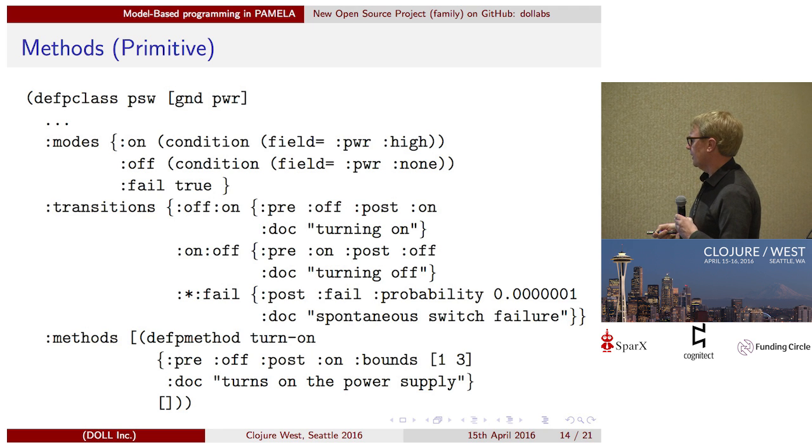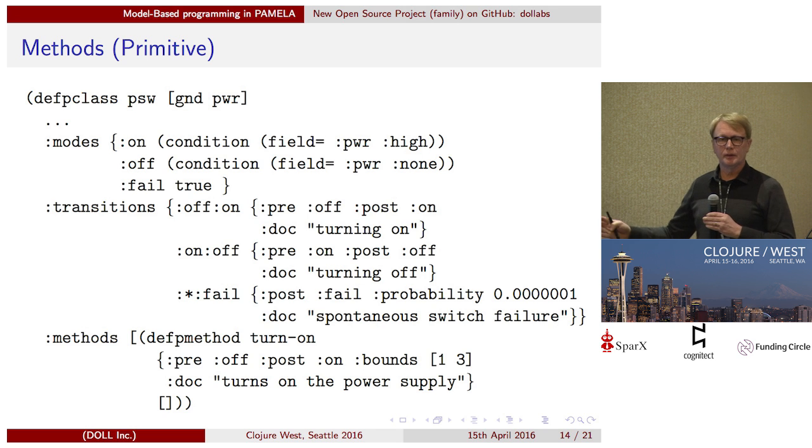so we can have a method. This turn-on method doesn't have a body. It's a primitive method. It's one of the ones that you can push down. And this says that if we are in the off mode to begin with, we will end up in the on mode, and it will take between 1 and 3 time units to get there. It's useful to know how long it will take.